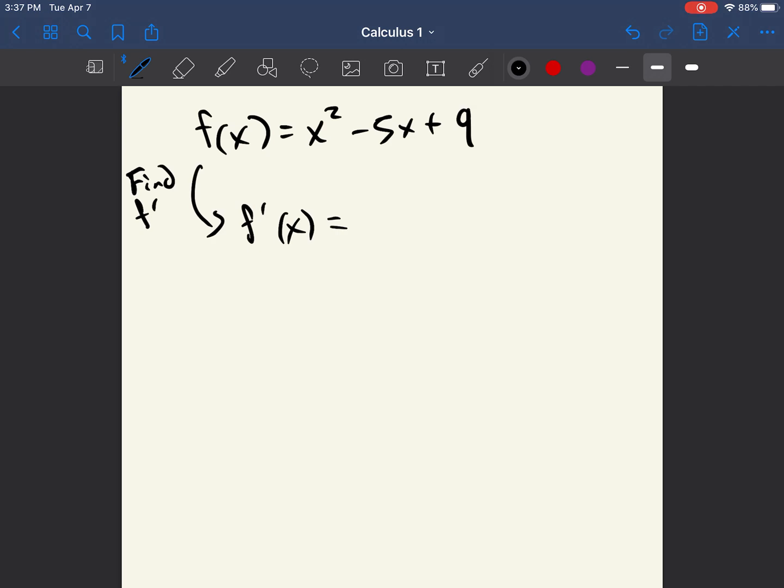So taking the derivative here, the derivative of x squared gives me 2x. The derivative of minus 5x gives me minus 5. And the derivative of the plus 9, well, that's just a constant, so it's going to be 0. Now we're going to take this and set it equal to 0.